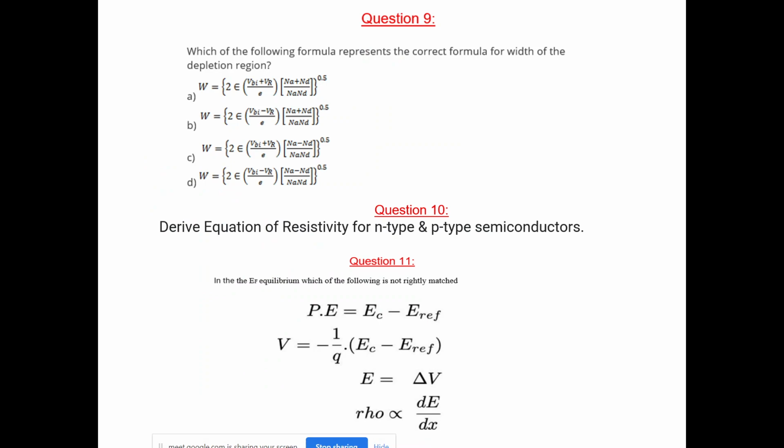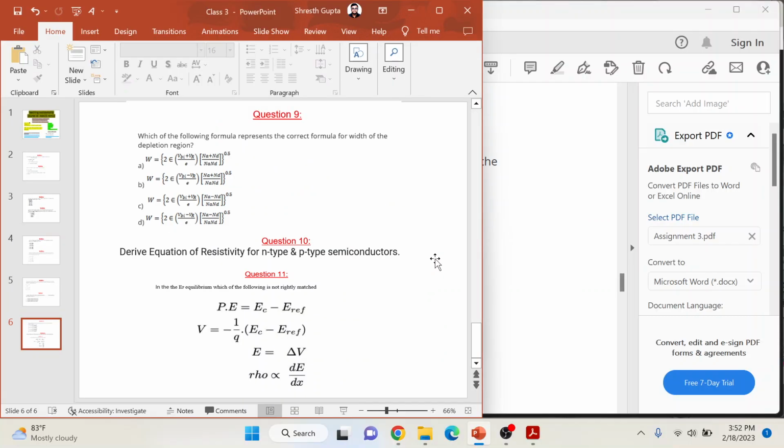Okay, the 10th question is a theoretical question. It's not an optional question. I'm just asking if sir has done it. Derive the equation of resistivity for n-type and p-type semiconductors. Has it been done in the class?